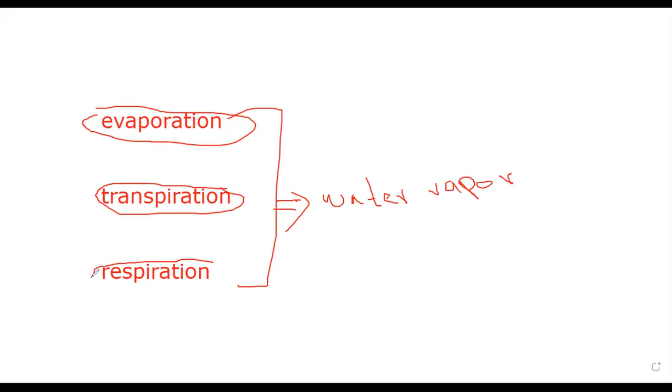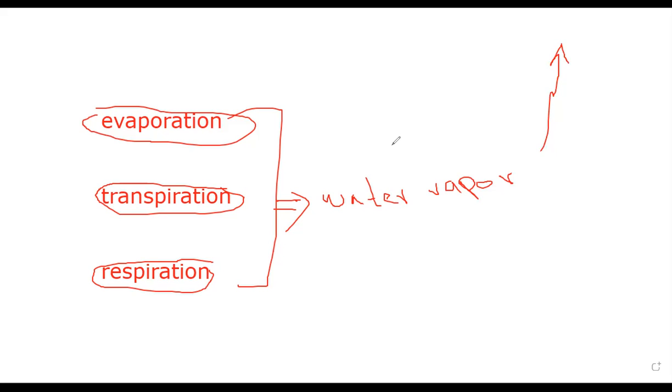Animals and humans, when we breathe, we lose water as water vapor. But you don't notice it. Now I am talking with you, and I'm losing water vapor while I am talking. When animals or humans lose water from their bodies as water vapor, this is called respiration. So either by evaporation or transpiration or respiration, water changes to water vapor and it goes to the atmosphere.